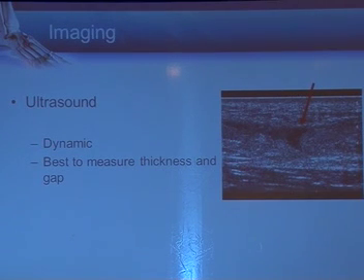Imaging, it depends. It's essentially a clinical diagnosis, and a lot of people will argue, and I would argue, that in an acute tendo-Achilles rupture you really don't need any further imaging. If it's a complete rupture, you should be able to diagnose it through clinical examination. But if you were to use it, ultrasound is one of the dynamic ways to confirm the diagnosis and also confirm the gap.